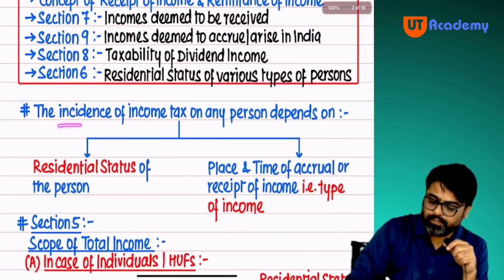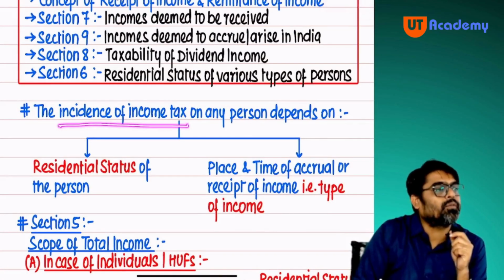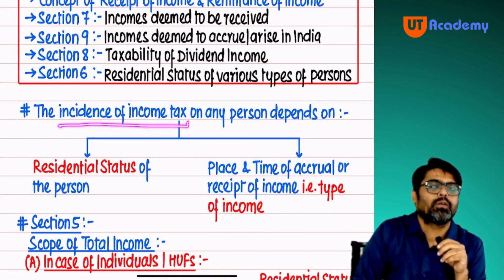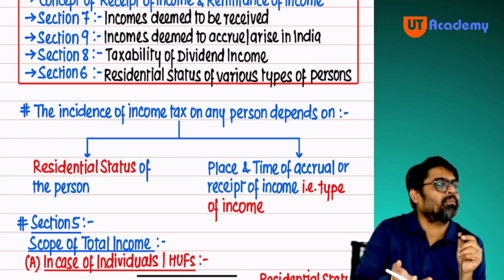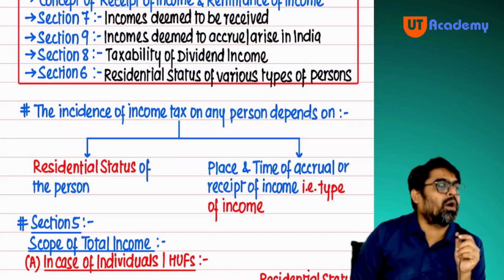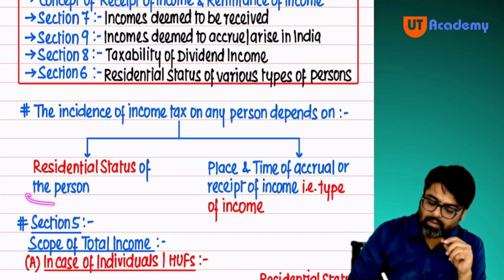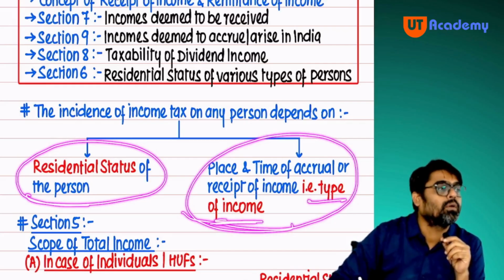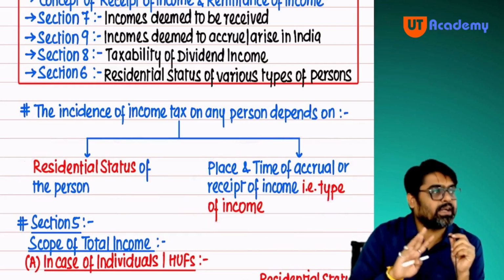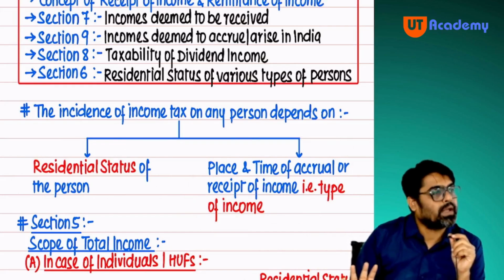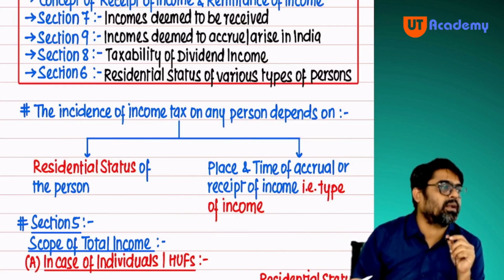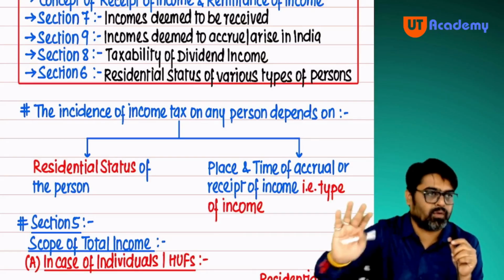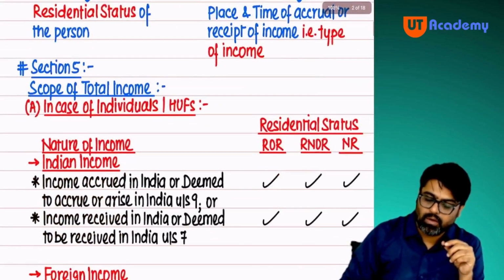Incidence of tax. That means whether you are liable to pay income tax or not. On any income, are you liable to pay income tax or not? Depends on two things. Number one, residential status. Number two, type of income. Yes or no? And what type of income is there? It is determined on the basis of place and time of accrual or receipt. That we are going to learn. Don't worry about it. Okay. Now, please pay attention.